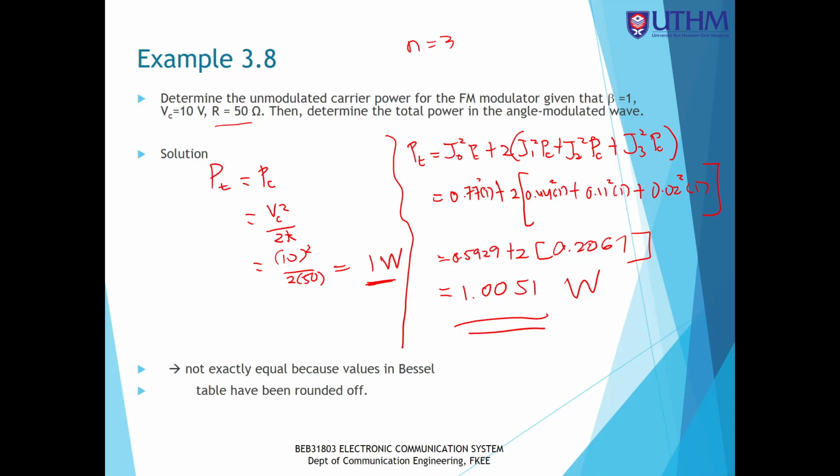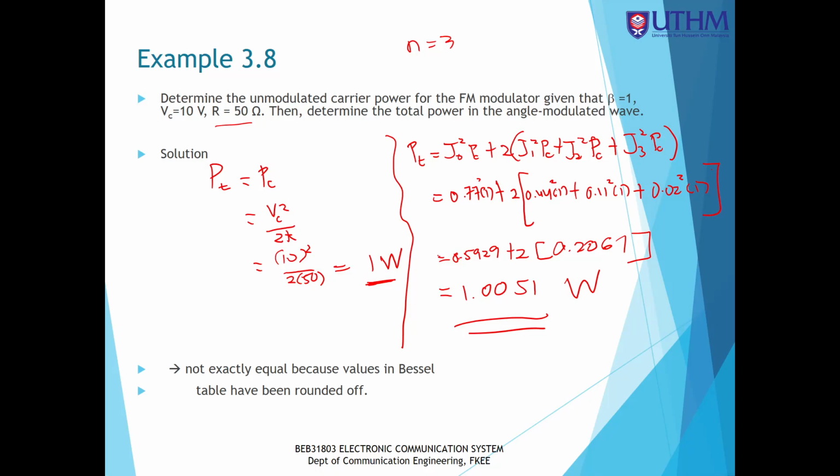So why is this different? Because theoretically you're supposed to get 1, but now you get 1.0051. It is not exactly the same because the Bessel table in your lecture notes omits the values of sidebands less than 0.01. So that's why you get a slightly different result.